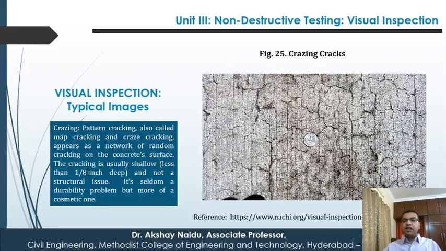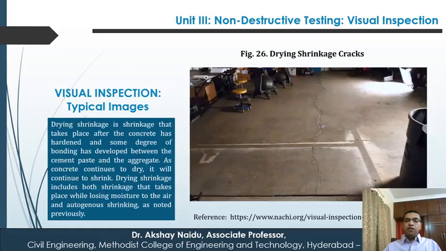Then these are crazing cracks. Crazing cracks are very fine cracks, like a small coin you put. You know, it's a very fine, shallow crack spread all over. This is due to improper finishing, not taking care of the bleed water properly before finishing.